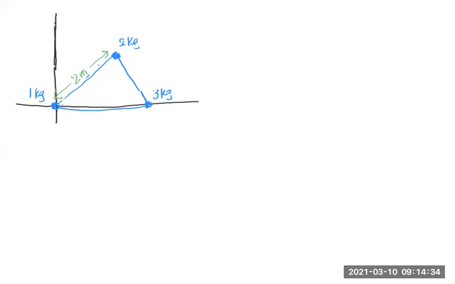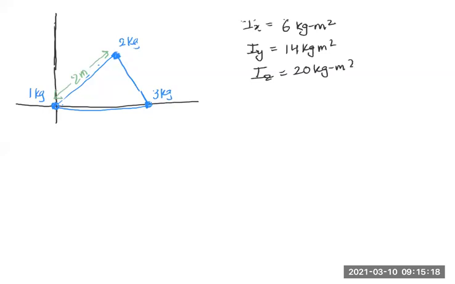You had to find the moment of inertia about the x-axis, y-axis, and z-axis. And if I remember correctly, we had found that Ix is equal to, I think, 6 kg meter square, and Iy we found as 14 kg meter square. And Iz we found as 20 kilograms meter square. I hope everybody remembers this from the last class.